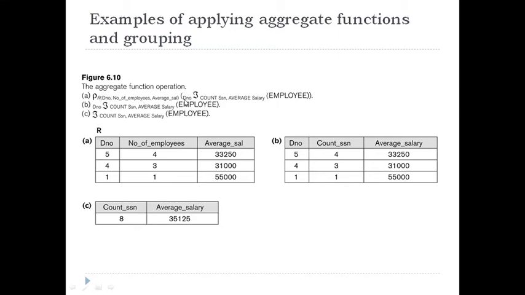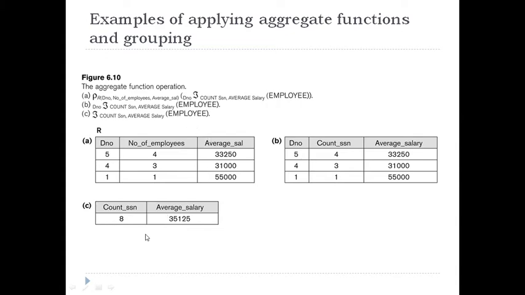Now here you can see DNO is the grouping attribute, and it will show how many employees are there in each department and what is the average salary. If you don't rename, then it will display like this: count SSN, average salary. And the last one, what is that? Count SSN and average salary on employee relation.